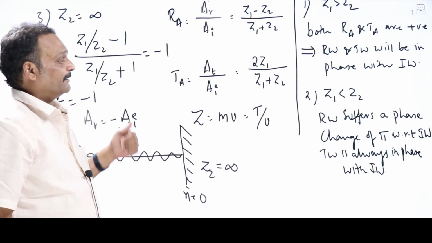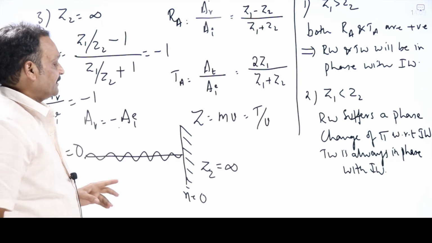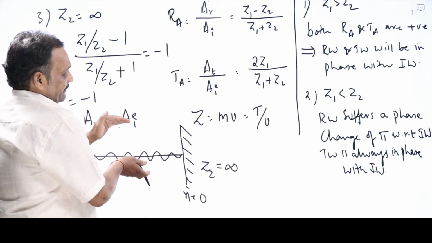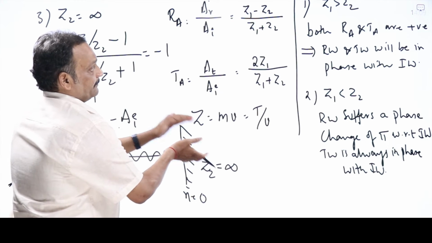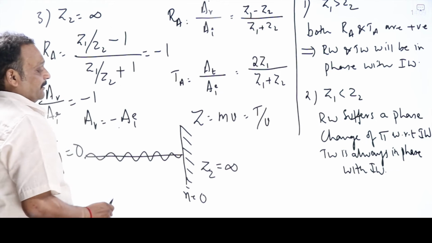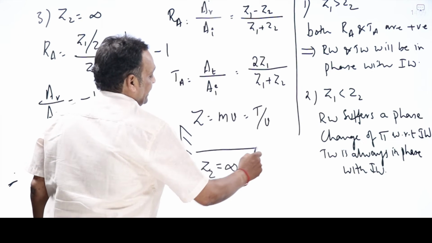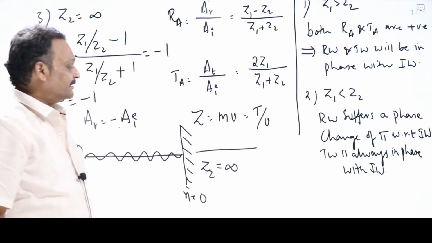Next I'll go for the other extreme case of case 1. Z1 is greater than Z2 means this medium is a denser medium and this medium is a rarer medium, say a high impedance medium and a low impedance medium. Suppose Z2 equal to 0, what does that mean? Suppose the string is at x equal to 0, there is no further extension of this medium. The string is not there.